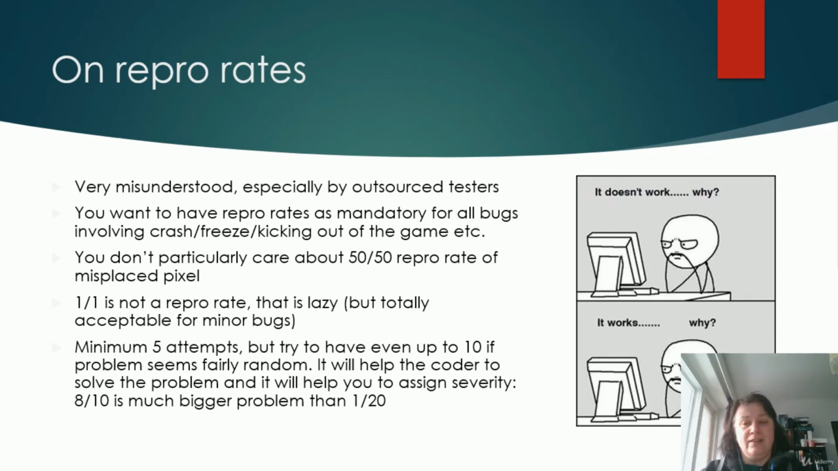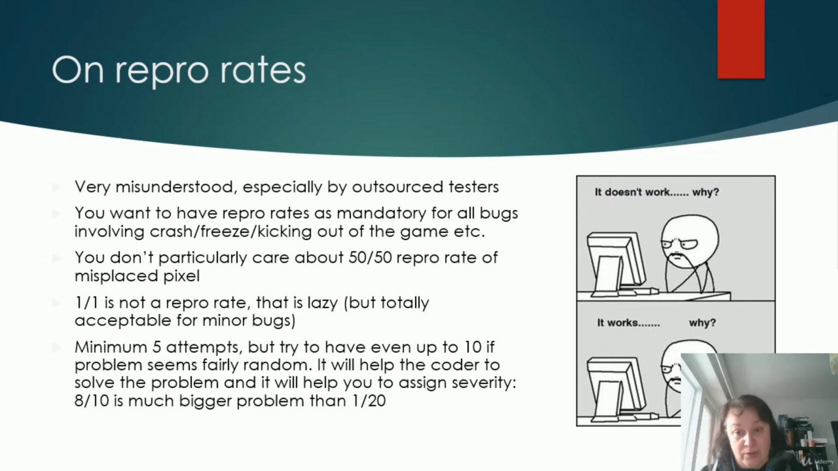But on the other hand, if it's a bug about something visually skewed or not really visible, or there's a misplaced pixel, having a repro rate of 50 out of 50 means absolutely nothing. Here I'm very harsh, but 1 out of 1 is not a repro rate. That means you tested this once and you found a bug. Repro rate means it's a reproduction rate. So you need to have at least 1 out of 2 to call it a reproduction rate.